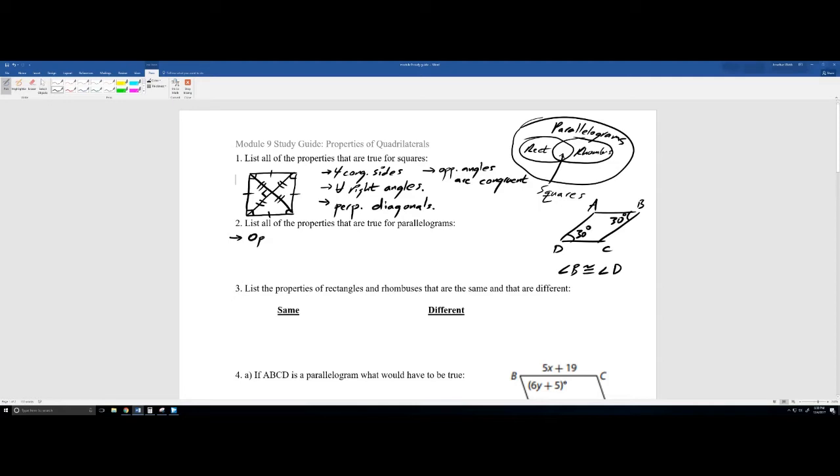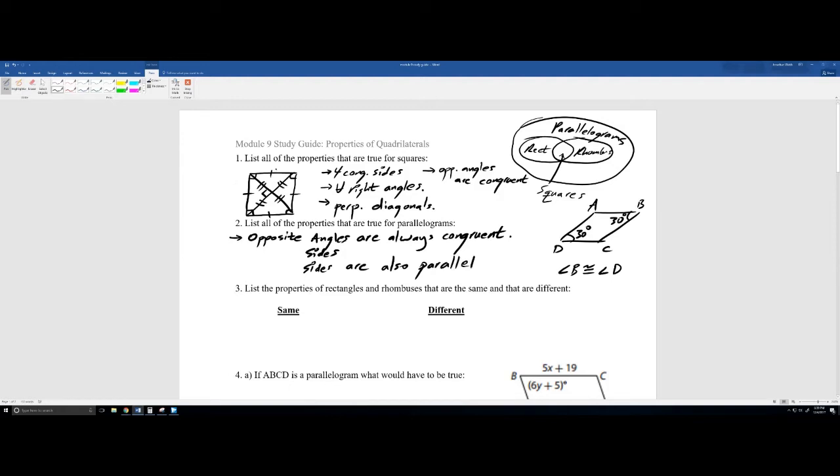So that's one of them. Opposite angles are always congruent. Opposite sides are always congruent. Opposite sides are also parallel.